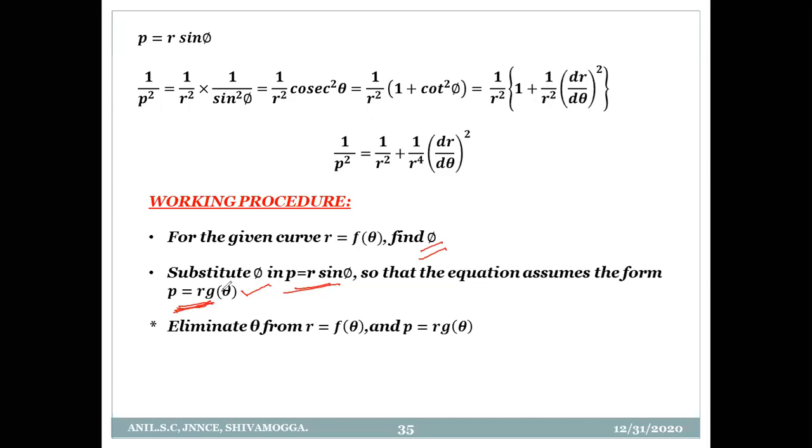So you have to perform 3 steps. First step is a known step: find phi, the angle between radius vector and tangent. In the second step, substitute phi in p is equal to r sin phi. The resultant will assume the form p is equal to r into g of theta. And from that equation and the given problem, you have to eliminate theta. That will be the third step. And the resultant is called a pedal equation.